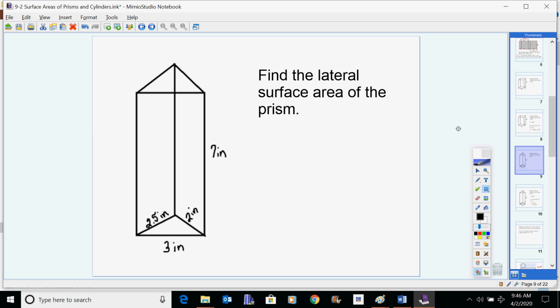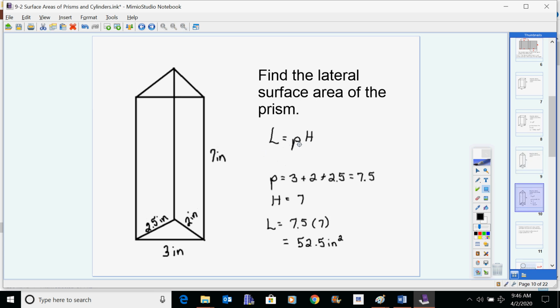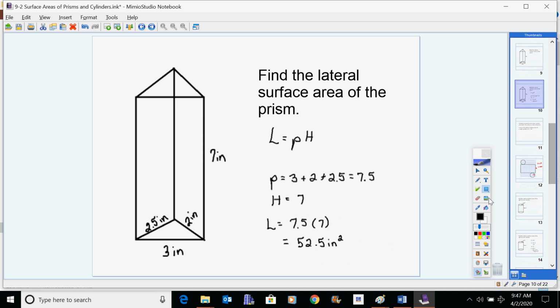So I would like you to give that a try and pause and just do that calculation real quick if you are getting it before we check to make sure that you're right. Lateral surface area is perimeter times height. Here's our perimeter. I didn't have to do any crazy math to find this. It's 3 plus 2 plus 2.5. Just adding up the sides all the way around. I don't care if it's a right triangle. I don't care if it's acute or obtuse. I'm not even asking that. Just perimeter. And the height is 7. So your perimeter times your height gives you your lateral surface area.